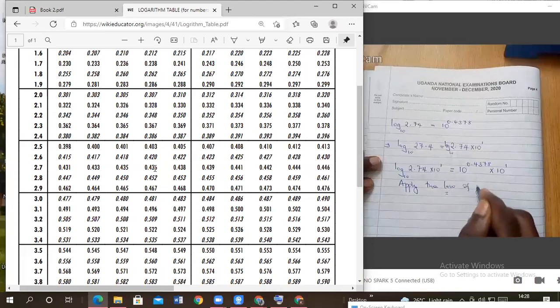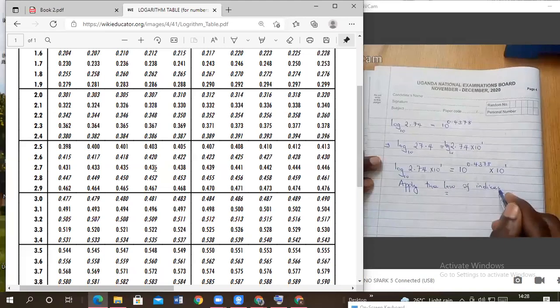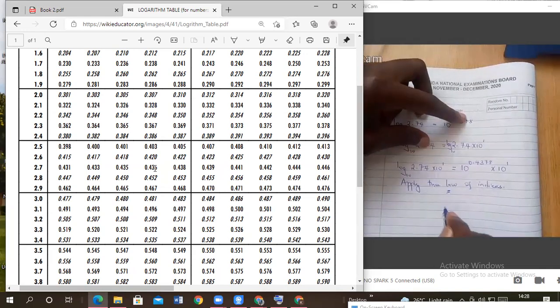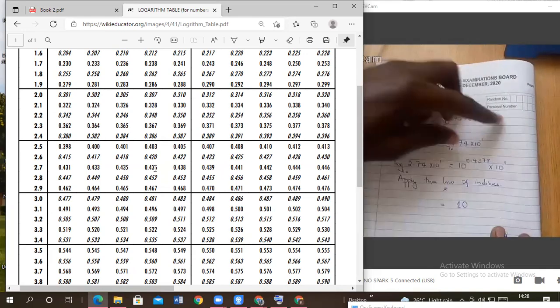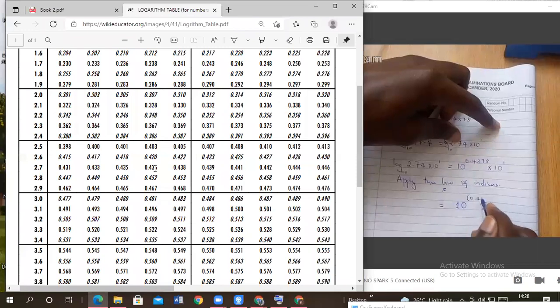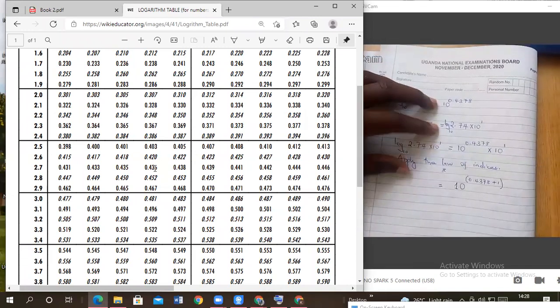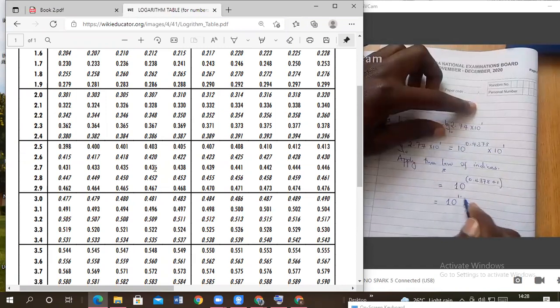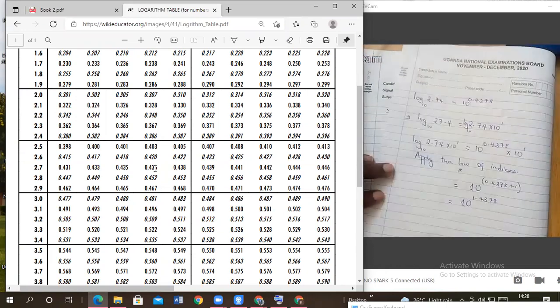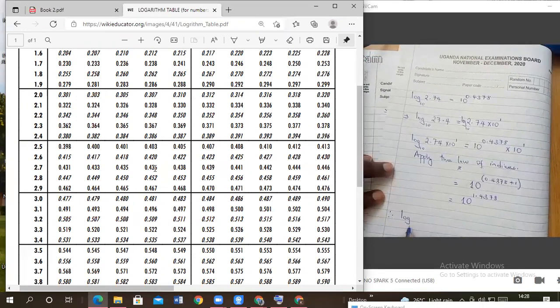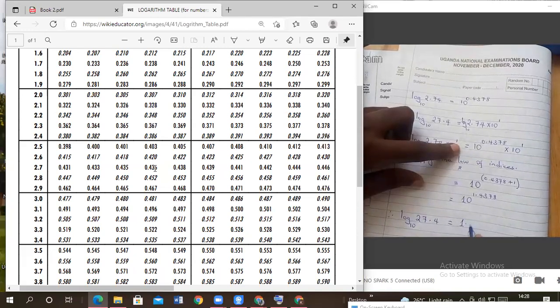Apply the law of indices there. When you apply the law of indices, the base is the same, so I'll have 0.4378 plus 1. What do you get? We get 10 to the power 1.4378. Therefore, log to base 10 of 27.4 is equal to 1.4378.